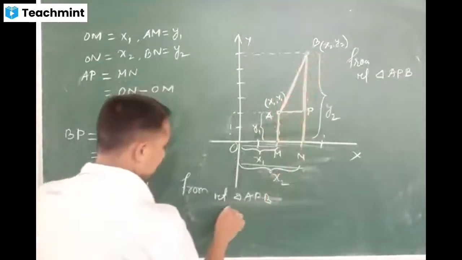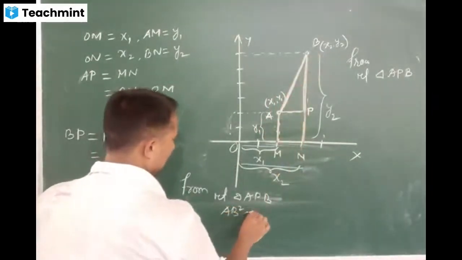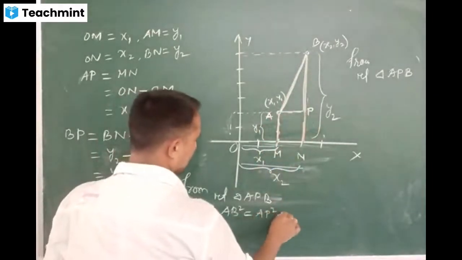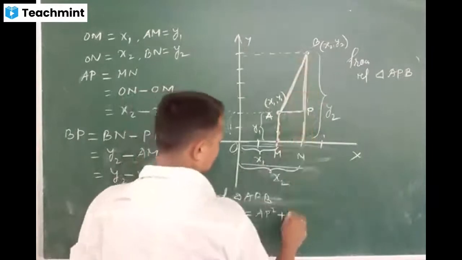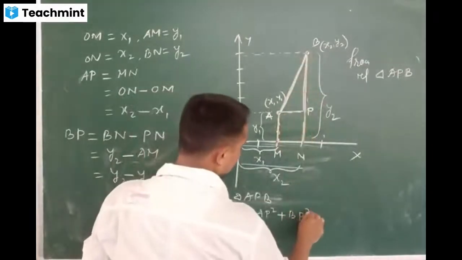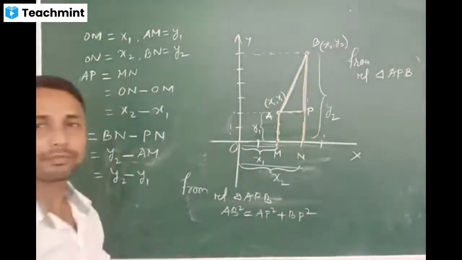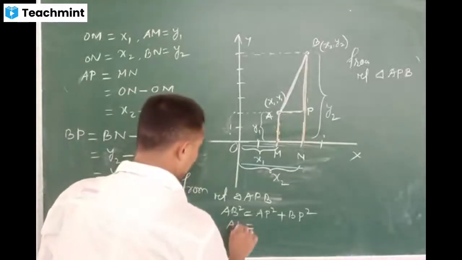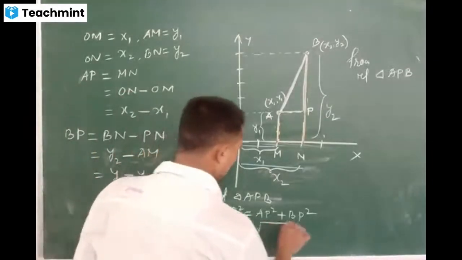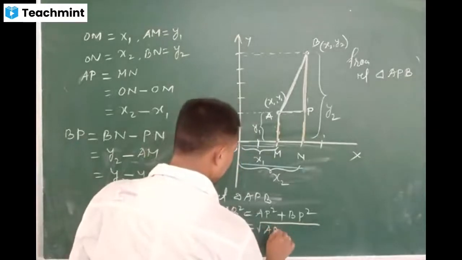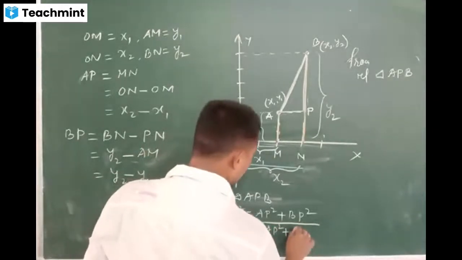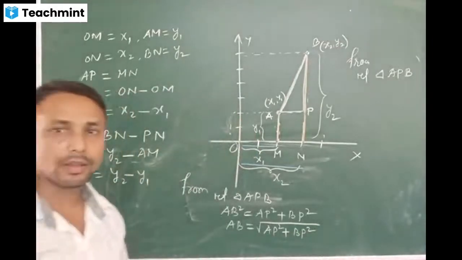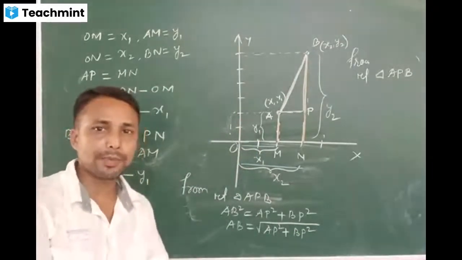AB square is equal to AP square, the base square, plus the altitude square, that is BP square. Or we can say AB is equal to the square root of AP square plus BP square.